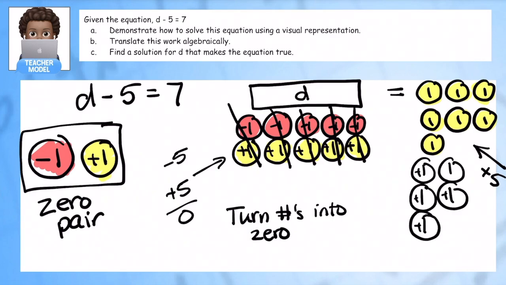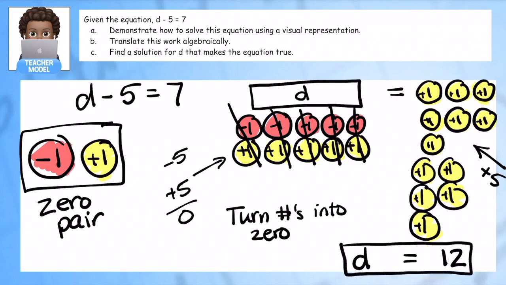And these are all pluses. So when I had 7 and I added 5, they do not make zero pairs because they're all positive. So what do you have? I have 12 on this side. On one side, I just have the d, and on the other side, I just have 12. So d is equal to 12. This is how we solve one-step equations. So we're going to practice this. This is the visual way, and I'm going to hit pause so you can draw this out, and then I'm going to show you what this looks like algebraically.